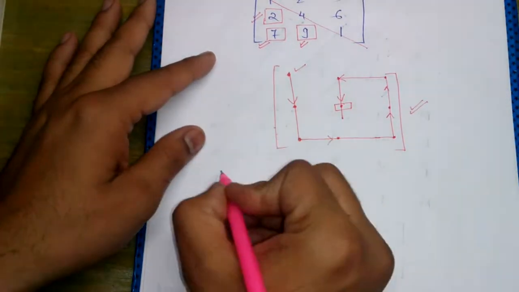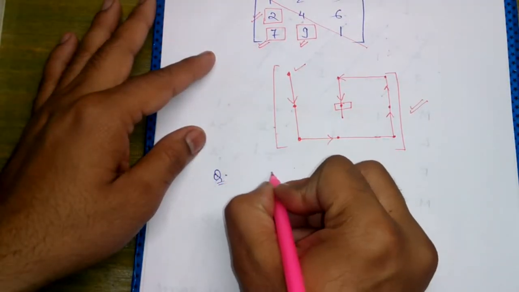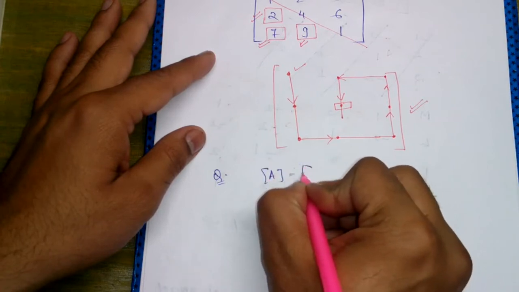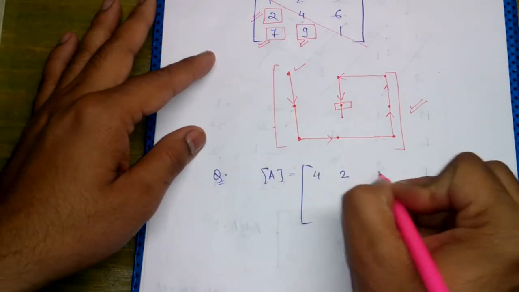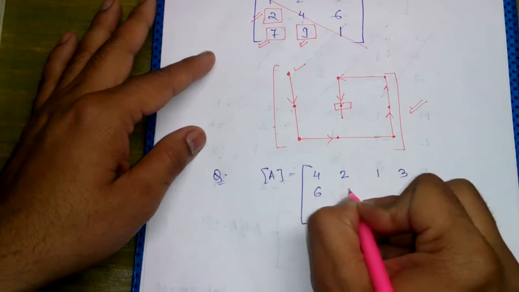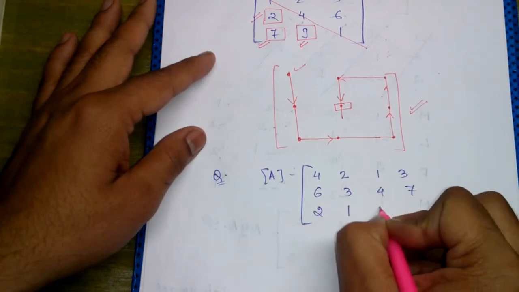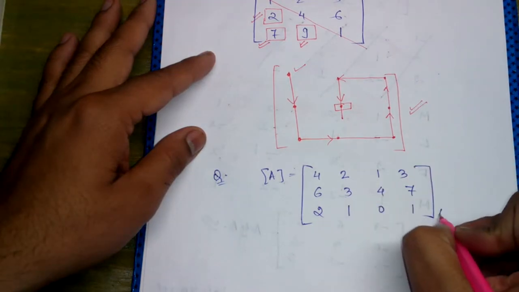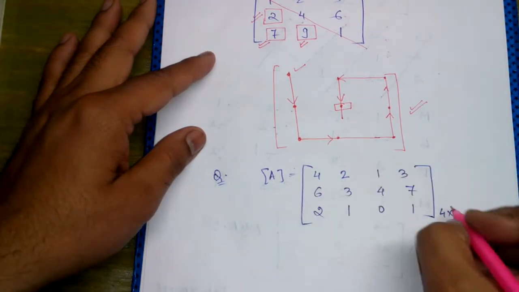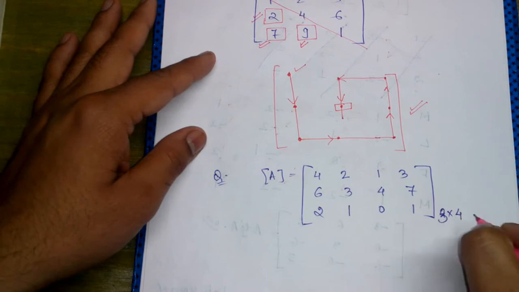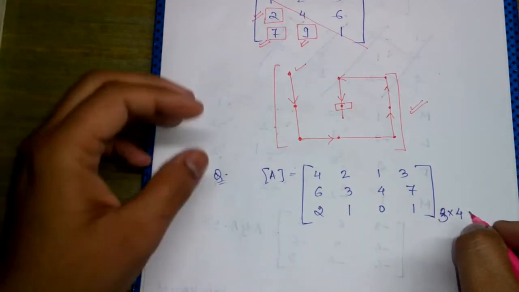So let us solve one question which was asked. We have been given a matrix and this is 4 2 1 3, 6 3 4 7, 2 1 0 1. Now this is a 3 rows and 4 columns. This is a 3 cross 4 matrix.